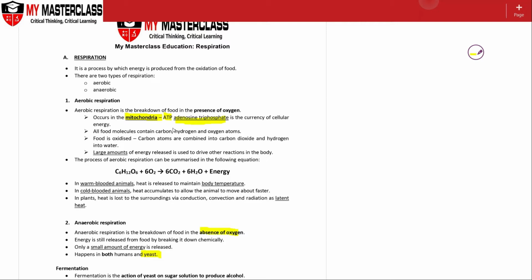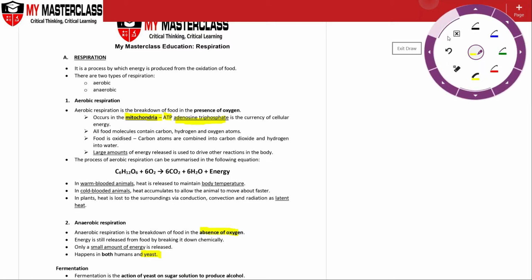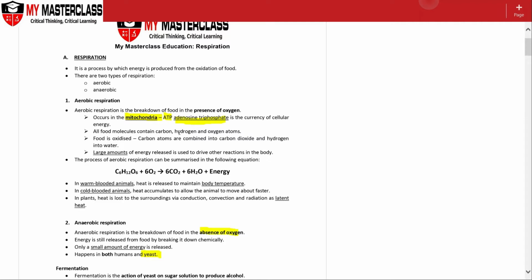So all food molecules contain carbon, hydrogen, and oxygen. So for this one here, carbon, hydrogen, oxygen. So you have got your carbohydrates, your main group, which has got your C, H and O, carbon, hydrogen, oxygen. You also have your fats, which is digested down into fatty acids and glycerol. And last but not least, you have got your major one, which is your proteins.